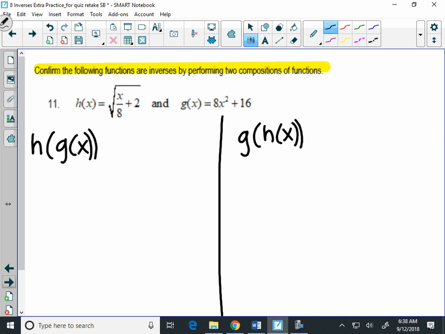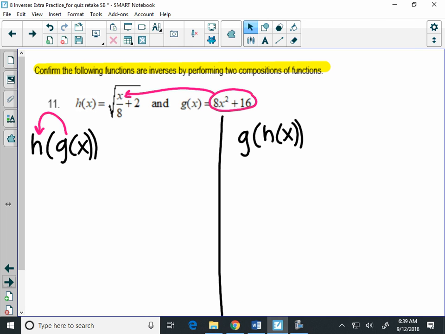We're not just finding the inverse of one and deciding if it is an inverse. We need to actually perform a composition. This is a mathematical proof. So this first one on the left here, we're going to take the function of g and put it into h, which means we're going to take that 8x squared plus 16 and put it into h for x.